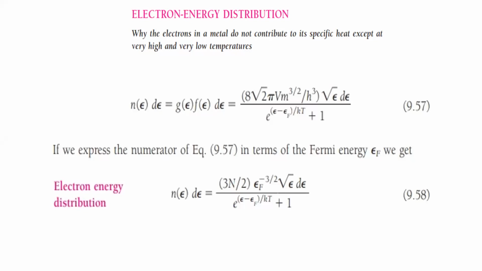Whereby you understand what statistical mechanics is, what probability is, and how it is applied. Now, the last section of this, before we jump to our partition function, is the electron energy distribution. And the obvious question that comes is: why do the electrons in a metal not contribute to its specific heat except at very high and very low temperatures?